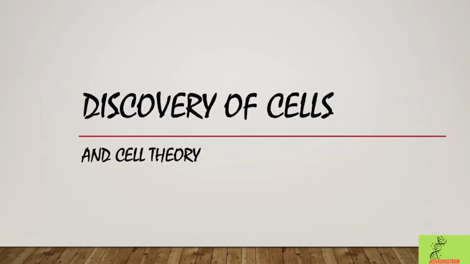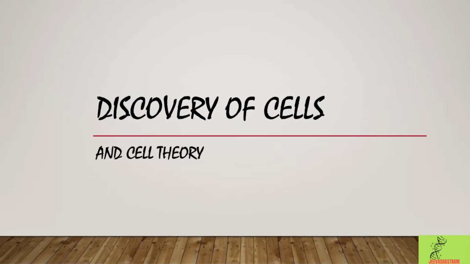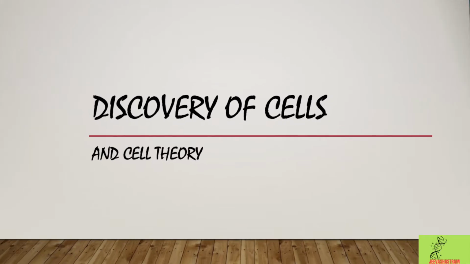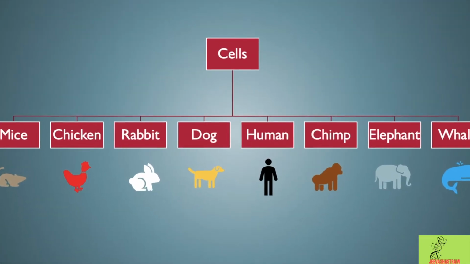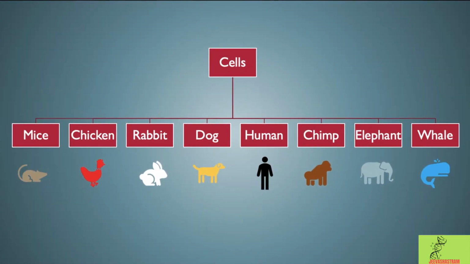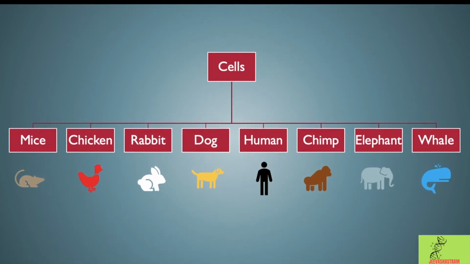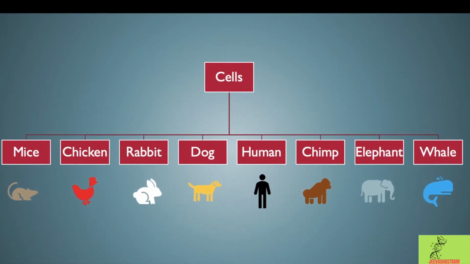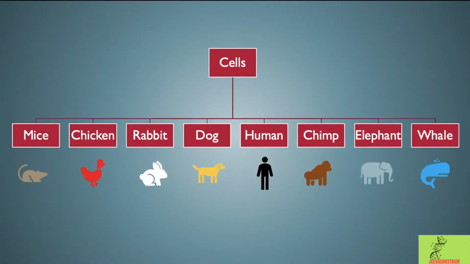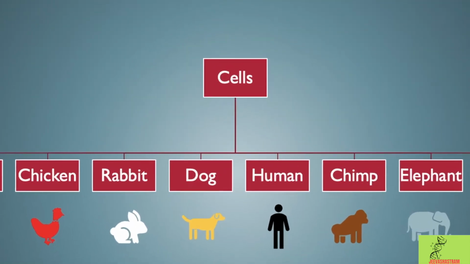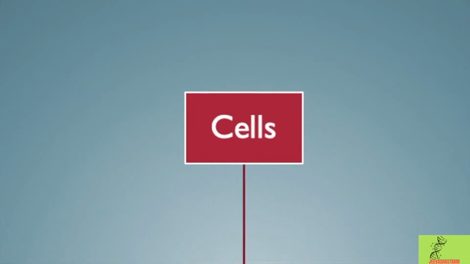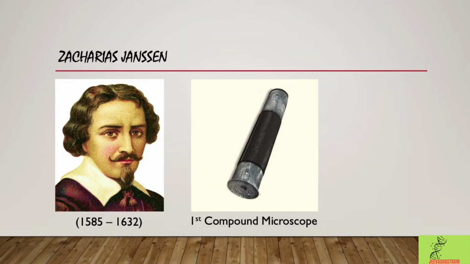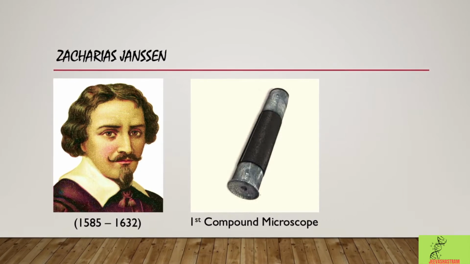So cells are living things' simplest building block. It means it is the basic structural and physiological unit. You can see here mice, chicken, rabbit, dog, human, chimpanzee, elephant, whale. They all look different from outside, but they have a basic structural and physiological unit. And what is that? That is cells. So now, the cell was discovered and named by Robert Hooke, a British scientist.